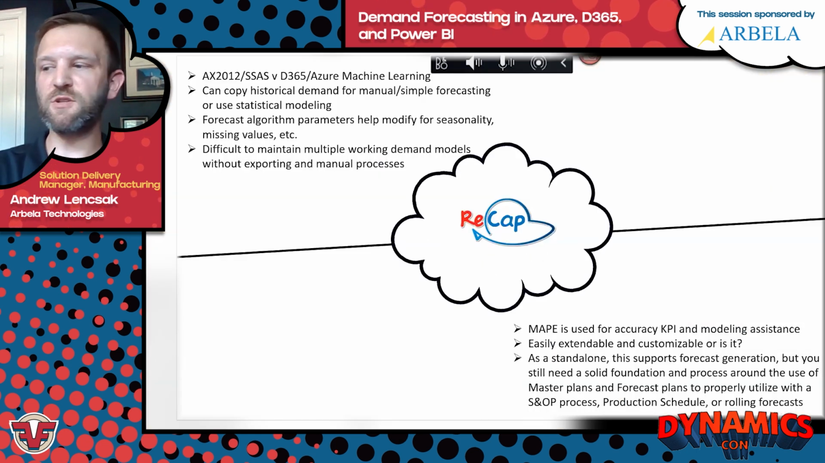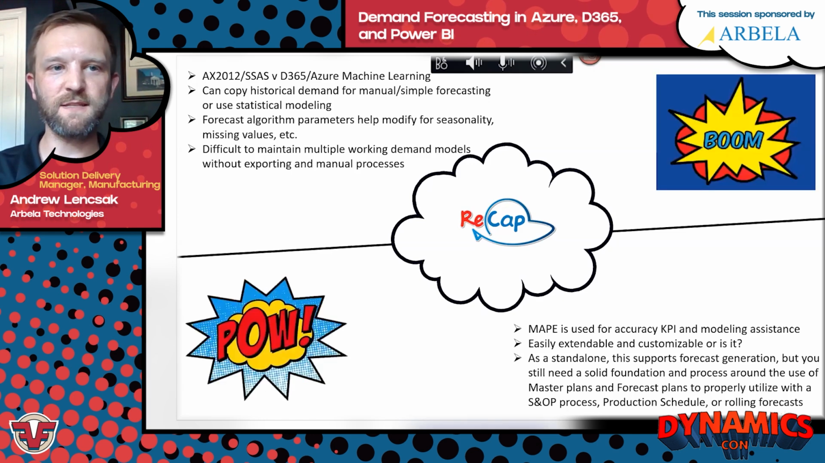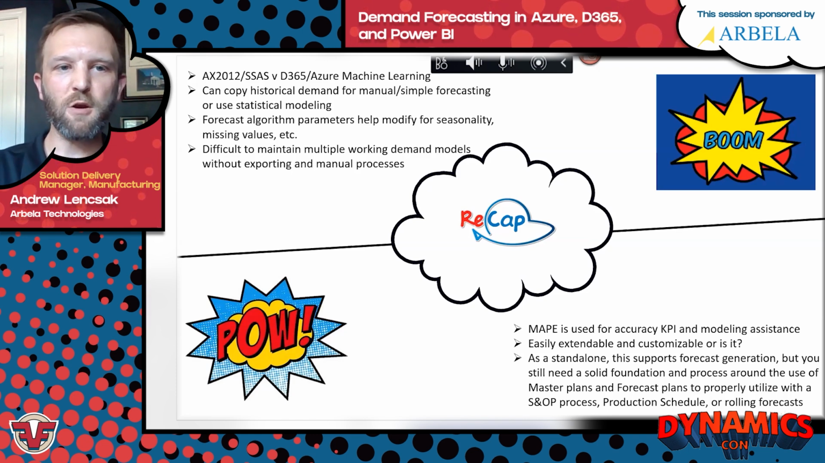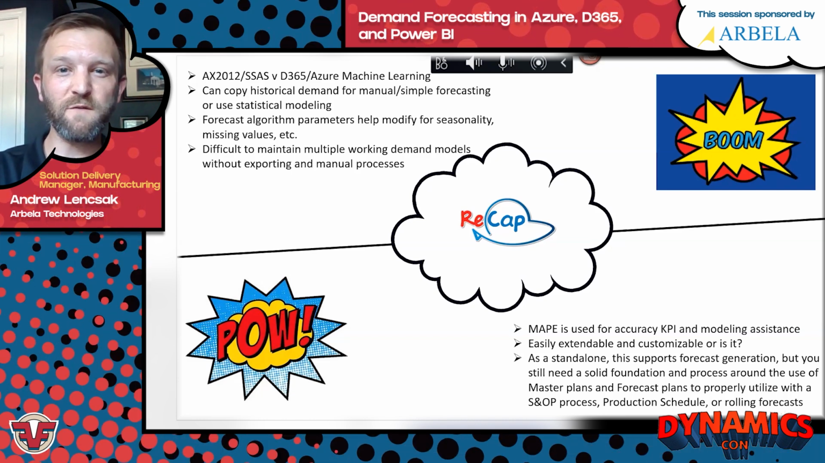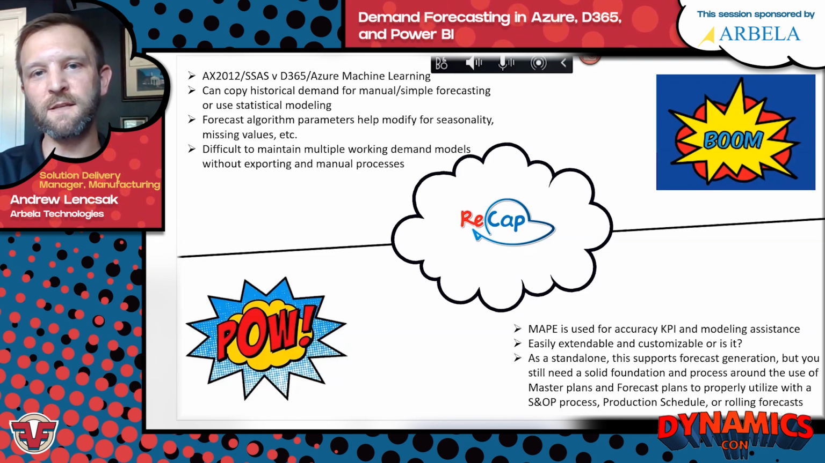And then to recap, I just kind of put everything here in bullets for you guys about everything we've looked at today. AX 2012 and SQL analysis services, Dynamics 365 with Azure Machine Learning, using Power BI, the different models available, the different parameters available, the pros and cons, and hopefully some information that you can take back to your company to see if you can leverage demand forecasting with Dynamics and your S&OP processes.